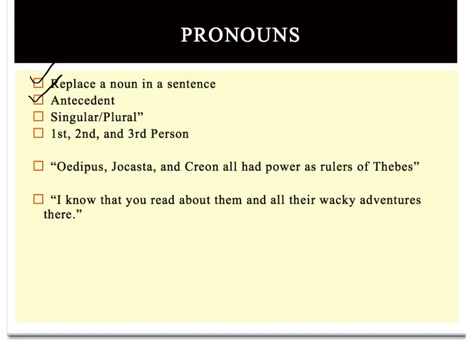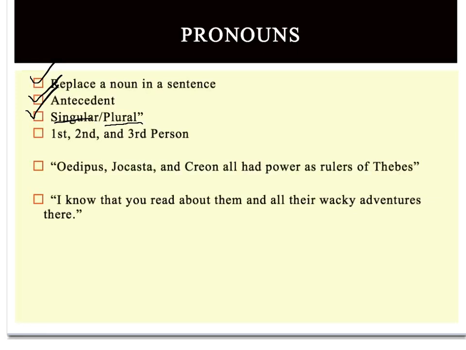Just like nouns, pronouns can be singular or they can be plural. So if you were talking about a bag of potato chips that you ate yesterday, you could talk about all the potato chips at once and refer to them as them, or you could talk about one particular potato chip and call that potato chip it. Both of those are pronouns.